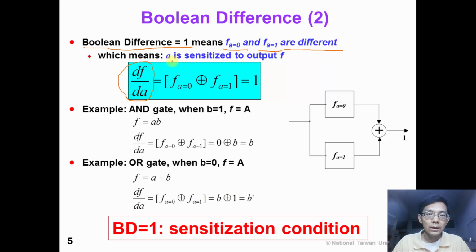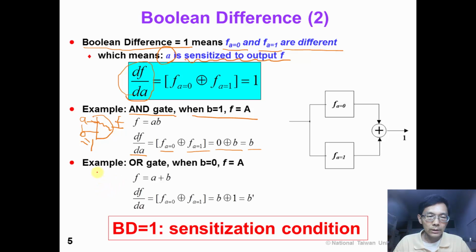That means input a is sensitized to output f. For example, for a 2-input AND gate, where f is equal to a times b, if we take the Boolean difference df over da, we will get the positive cofactor, which is b, and the negative cofactor, which is 0. So the answer is b. When the side input b is equal to 1, a is sensitized to the output.